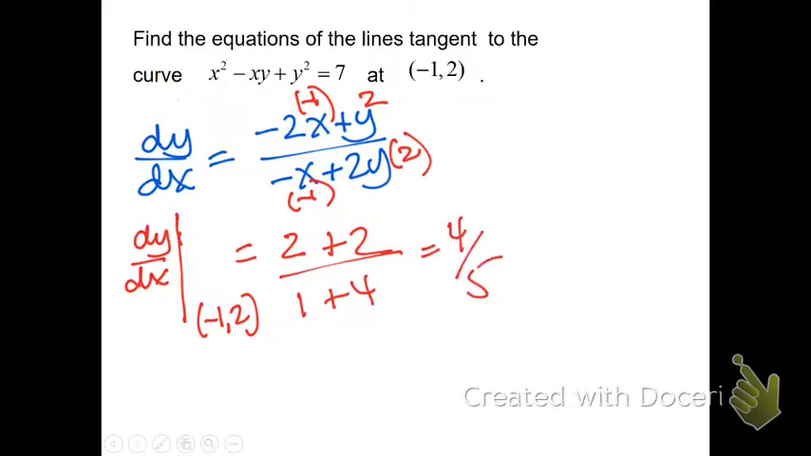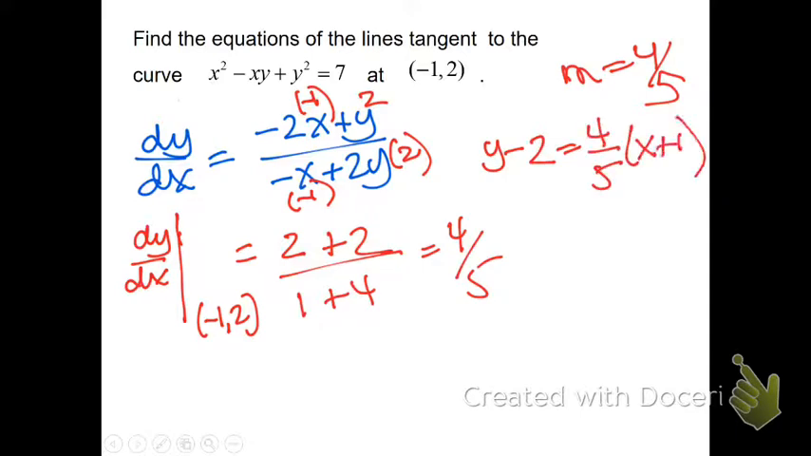So my point is -1, 2. My slope is 4/5. Point slope form. Y minus y1 equals m times x minus x1. Done. See? Not so bad. Kind of fun. I like it. Moving on.